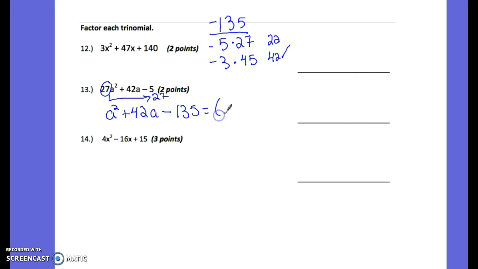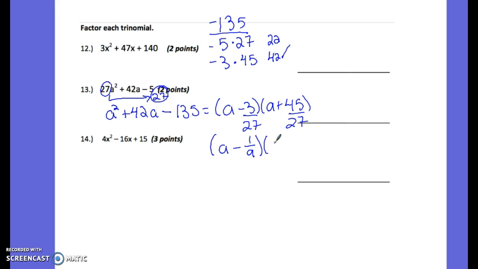So I'm going to go ahead and say that this factors to a minus 3 times a plus 45. Since I multiplied by 27, I have to divide by 27 and simplify my fractions. These are both divisible by 3, so I get a minus 1/9 times 45 and 27. They're both divisible by 9. A plus 5/9. So then when I go ahead and I put it together, I'm sorry, this is a 3. Oh, sorry, that's my 9.